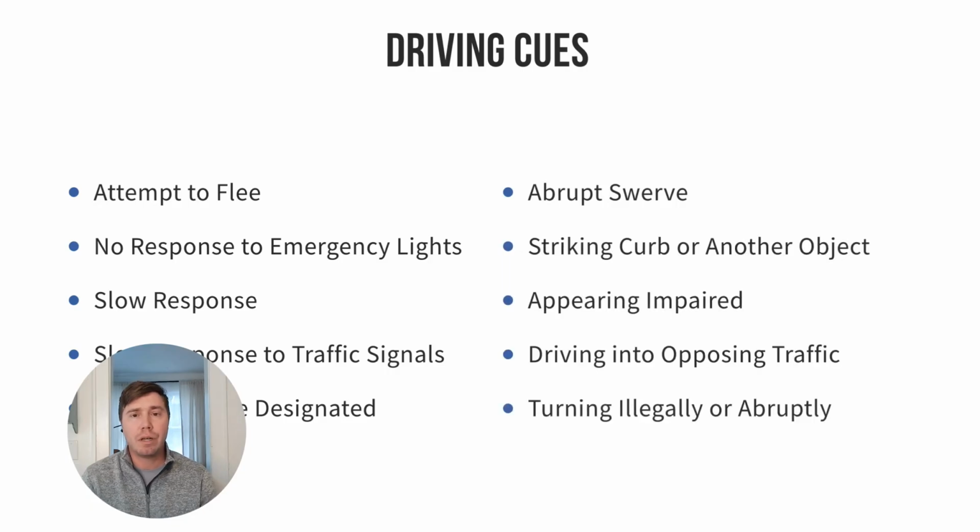What they do in phase 1 is look at these driving cues, things like attempting to flee if the officer puts on their emergency lights and you don't stop. They're going to look at whether you have a slow reaction when their lights go on, and slow responses at traffic signals. So for instance, if you're at a red light and it turns green and you're sitting there waiting for a while. They're going to be looking at if you're driving off the road, abrupt turns, things that would make you appear impaired, even driving into opposing traffic or making illegal turns, things like that. So they're going to be looking at these driving cues during phase 1.